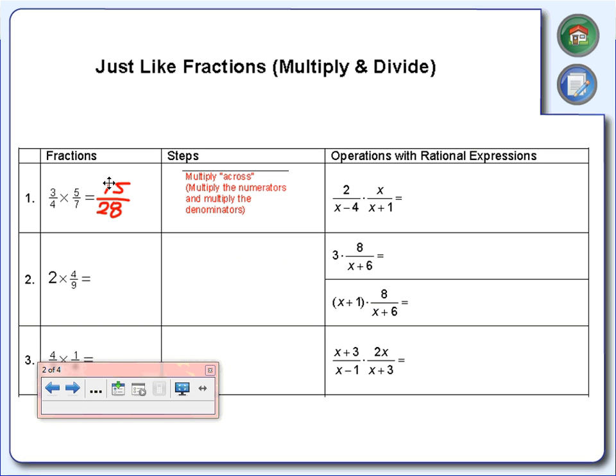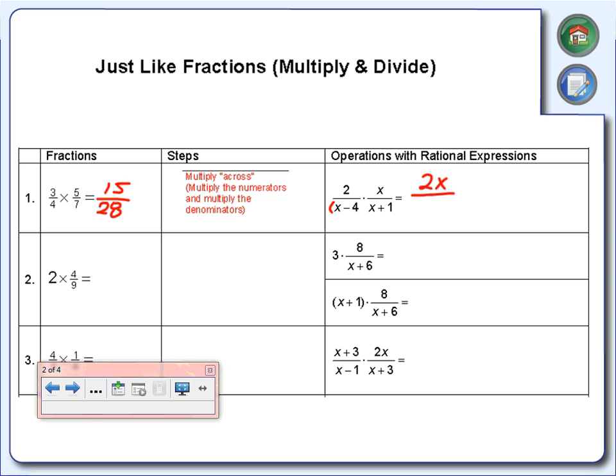So what we're going to do today is exactly the same thing with our rational expressions. You're just going to multiply straight across. So you'll notice over there to the right-hand side, they've given us two rational expressions. We've got 2 over x minus 4, and we're going to multiply that with x over x plus 1. So all we're doing is multiplying straight across, just like we did with our fractions. If I multiply 2 times x, what do you get? You get a 2x. Do the same thing with the denominators. We're going to multiply x minus 4 times x plus 1.